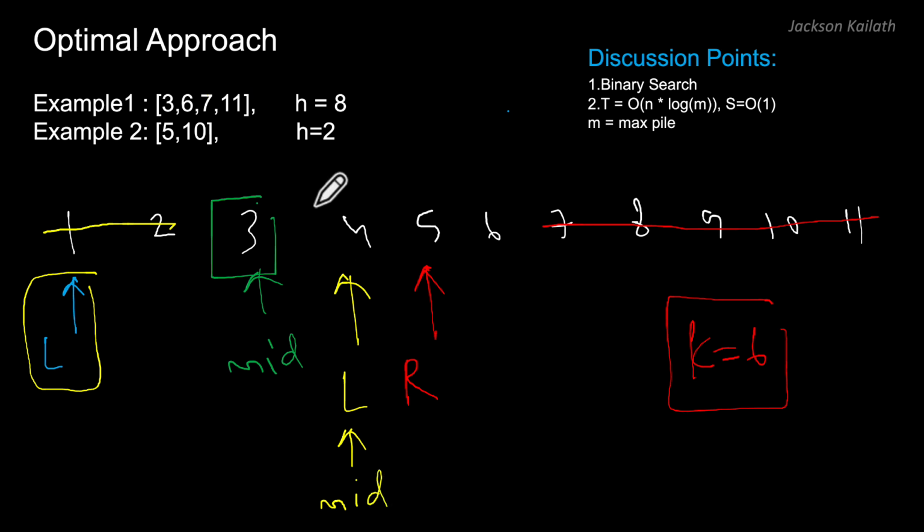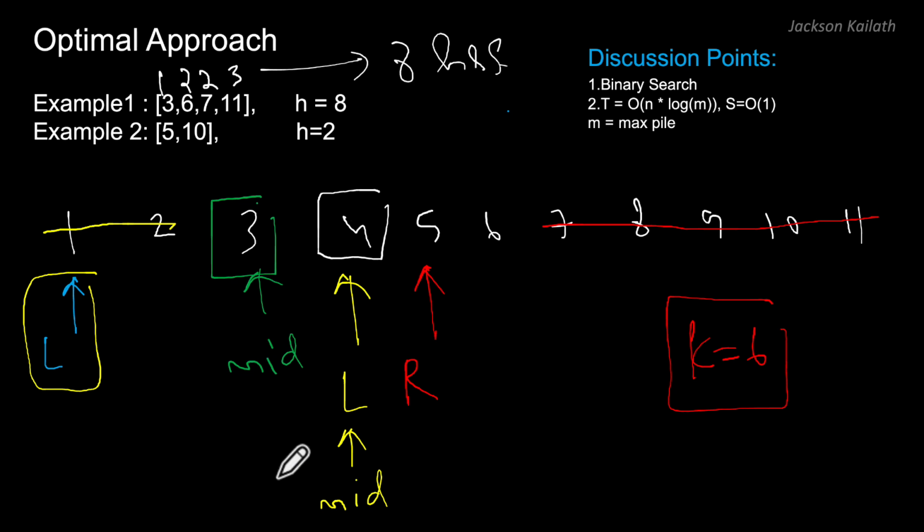Okay, now let's see whether eating 4 bananas per hour is sufficient or not. So she would take 1 hour for this pile, 2 hours for this pile, 2 hours for this pile, and 3 hours for this pile. So that's a total of 8 hours. Okay, so yes, we got a valid answer. So therefore, because 4 is less than 6, we would be updating k to 4. And because this is a valid answer, we do not need to check anything to its right. Okay, so we don't need to check 5. And we had checked 6 previously, so I'm not marking it.